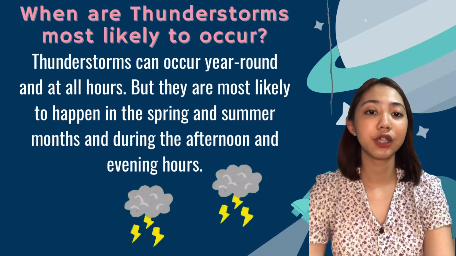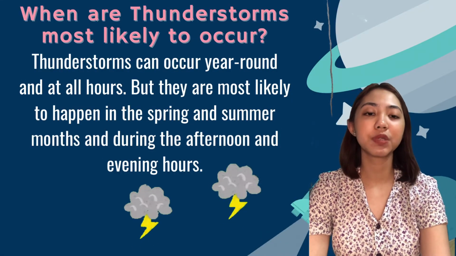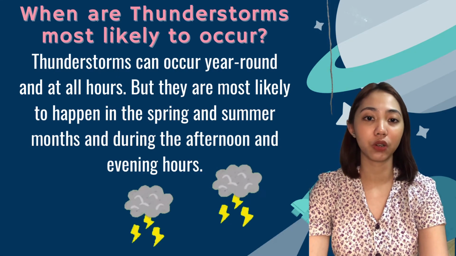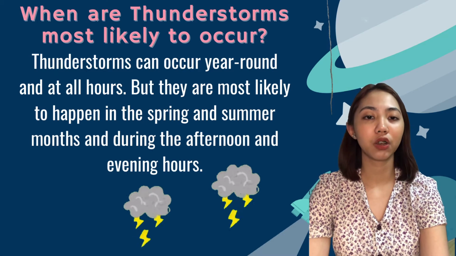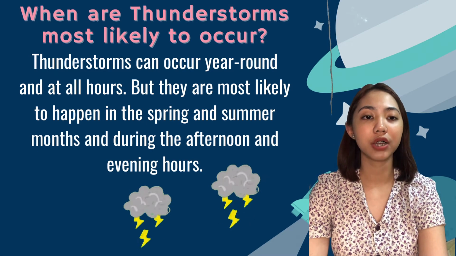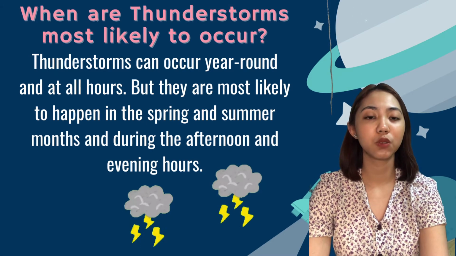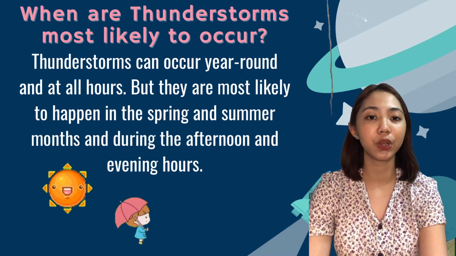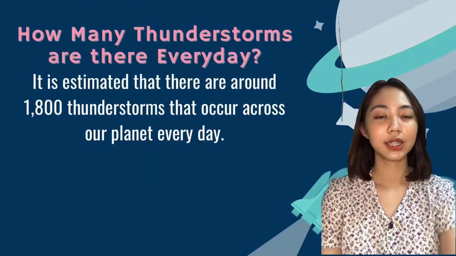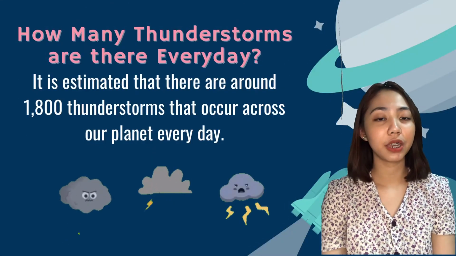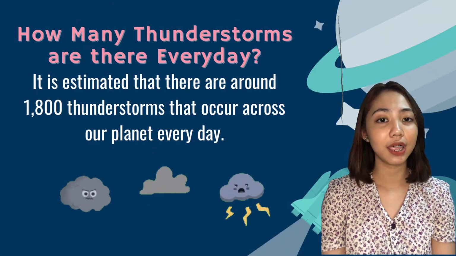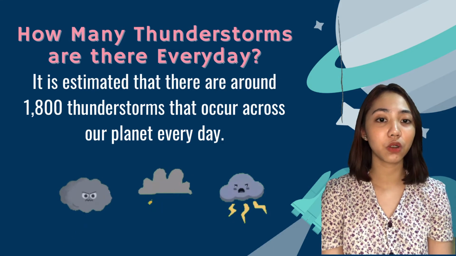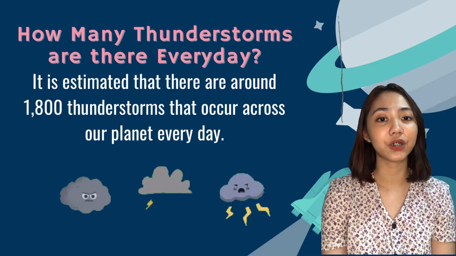After discussing the 4 types of thunderstorms, let us now proceed to when thunderstorms are most likely to occur. Thunderstorms can occur year-round at all hours, but they are most likely to happen in the spring and summer months and during the afternoon and evening hours. Have you ever wondered how many thunderstorms can occur every day? It is estimated that there are 1,800 thunderstorms that can occur every day across the planet.